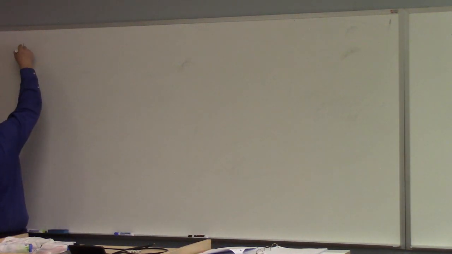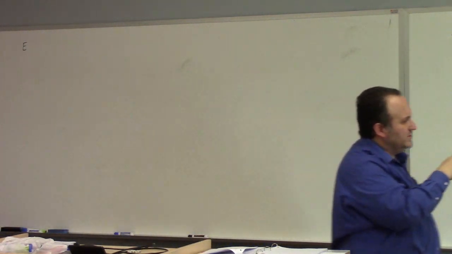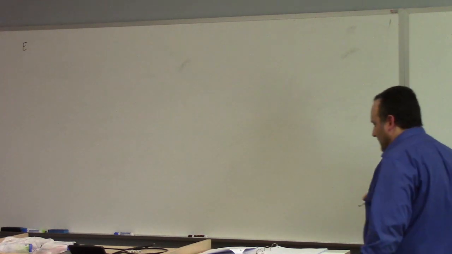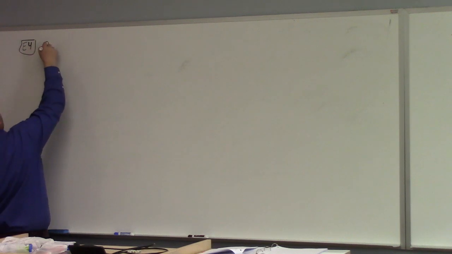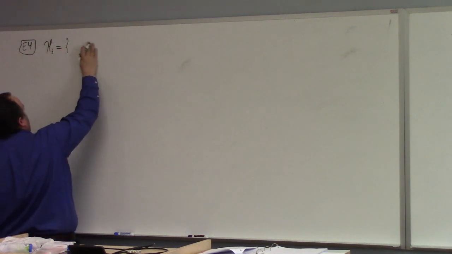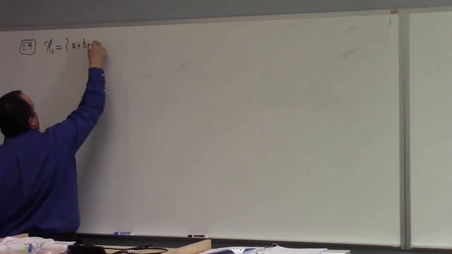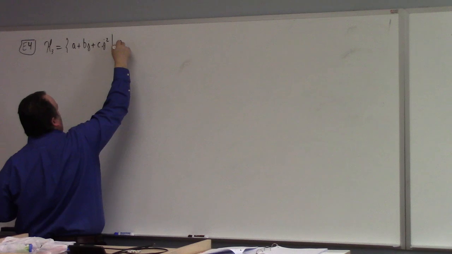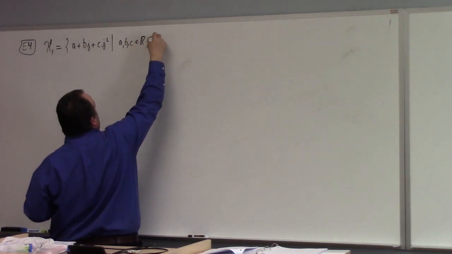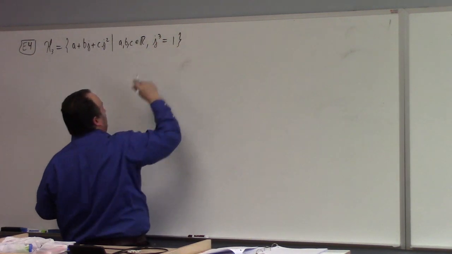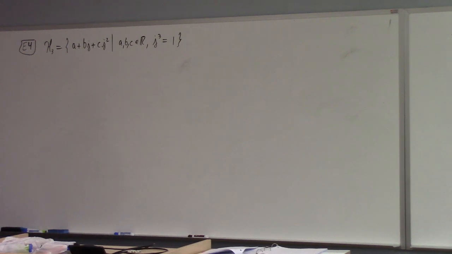So here's another example. Is this example 4, isn't it? 2, 3, 4. The 3 hyperbolic numbers, H3, I write these something like a plus bj plus cj squared. Here a, b, and c are real numbers, and j cubed is equal to 1. These are the 3 hyperbolic numbers.